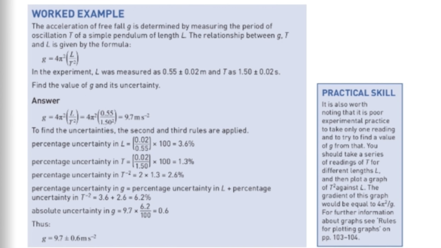Practical skill. It is also worth noting that it is poor experimental practice to take only one reading and try to find a value of g from that. You should take a series of readings of T for different lengths L, and then plot a graph of T² against L. The gradient of this graph would be equal to 4π² divided by g. For further information about graphs, see rules for plotting graphs on pages 103 to 104.